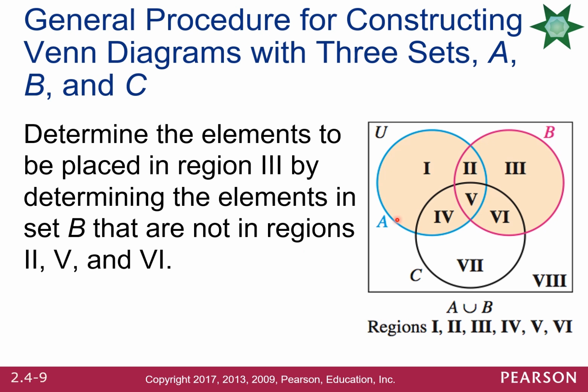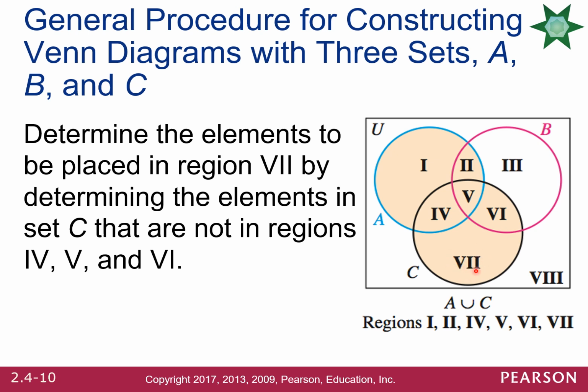Here again they are talking about region 3 essentially, and they are saying that we should include elements from set B which are not a part of region 2, region 5, or region 6. So 2, 5, and 6 exactly. Anything outside of these regions is going to be placed in set B, which means the elements that are unique to set B and don't have any commonality with elements in set A or set C should be placed in region 3.